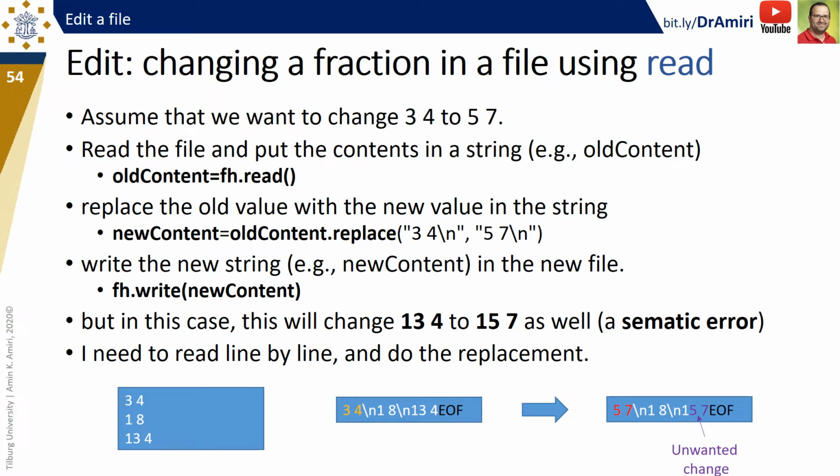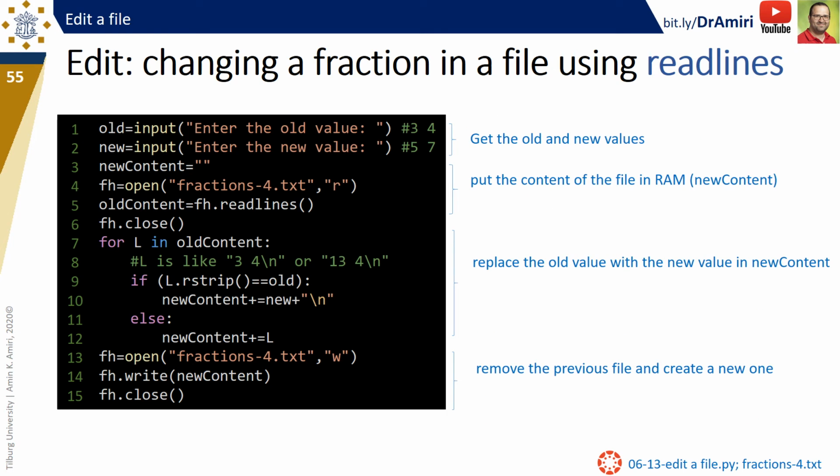So whenever you see that, you can easily use read and replace to resolve the issue. But if you find semantic errors, if there is no other way, then you need to use readlines. So first we get the old and new values from the user and we place them in two variables called old and new respectively. Afterward, in line 3 to 5, we read the content of the file and we put it in the RAM in the variable called old content.